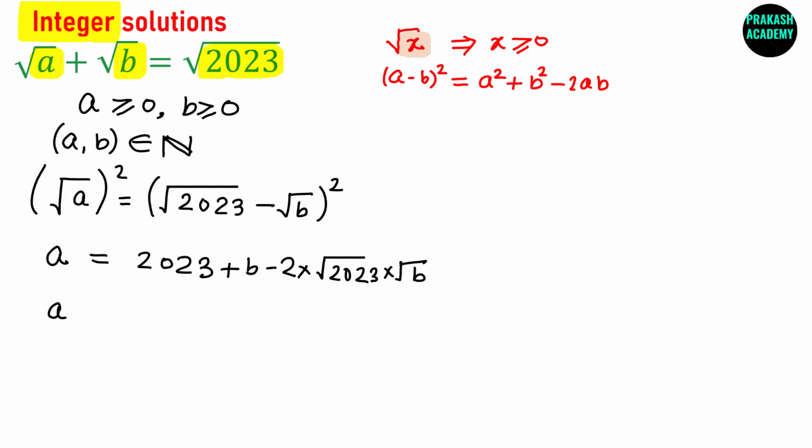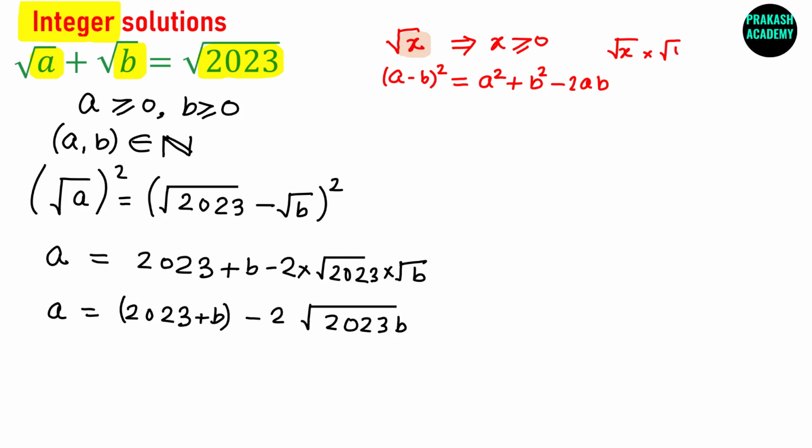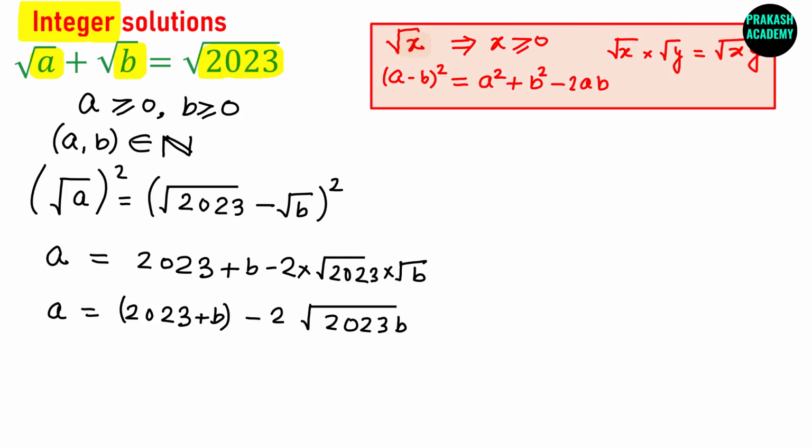So this can be written as a is equal to 2023 plus b, let us take it together, minus 2 times root of 2023 times b. So I am using one property of exponents, that is, if you have root x multiplied by root y, this becomes root of xy. So in this case we have used the rules of power, the rules of exponents.